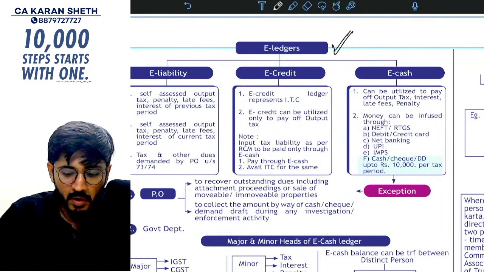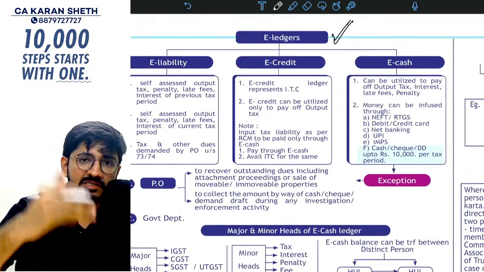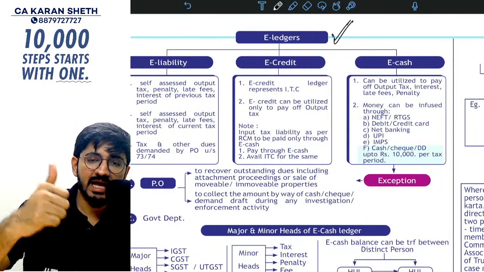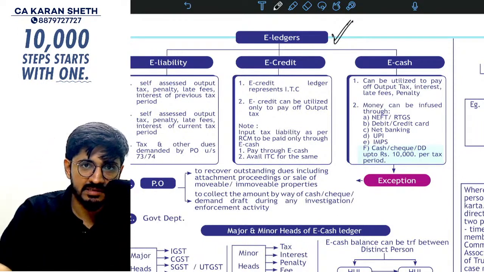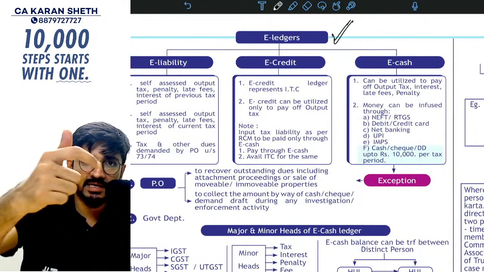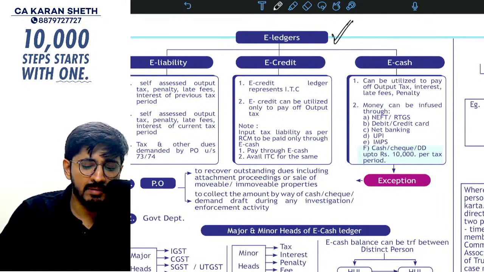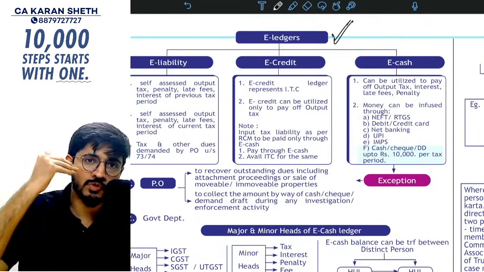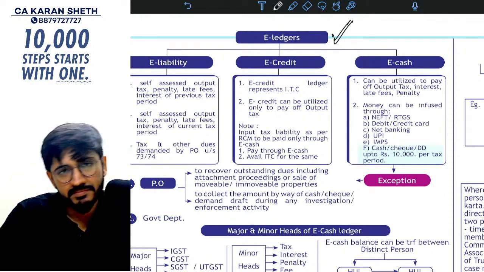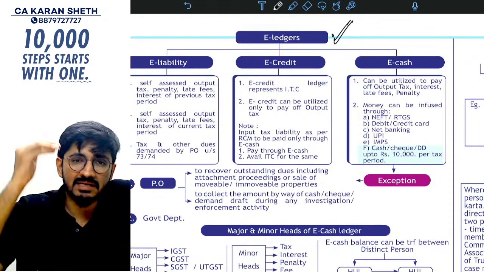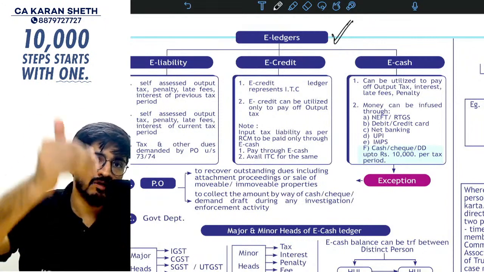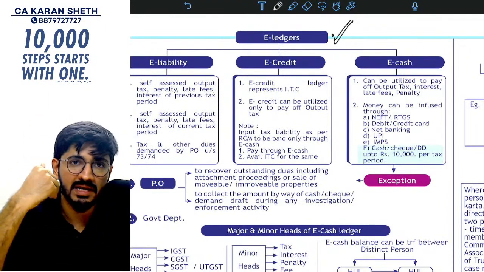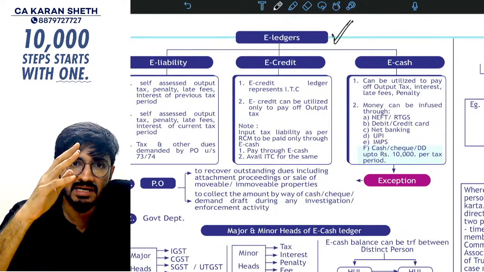Now understand, e-ledgers, my dear friends, are divided into three parts: e-liability, e-credit, and e-cash. E-liability represents all the liabilities that the taxpayer is supposed to pay to the government. It can be tax, interest, late fee, penalty, or anything.